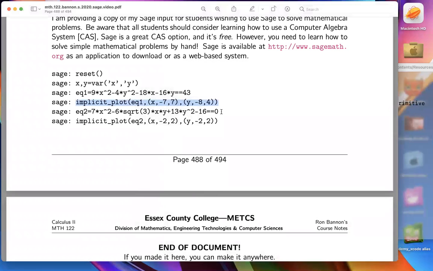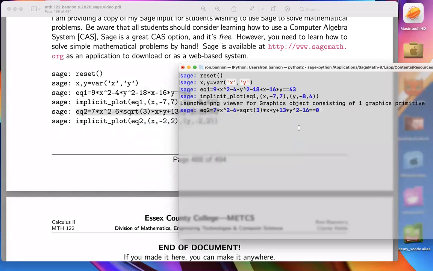All right. Let me do the next one. Just doing a copy paste. Again, my intent here is to read it to you. Now, if we look at equation two, what do I have? Equation two is 7x squared minus 6 square root 3 x times y plus 13y squared minus 16 equals 0.